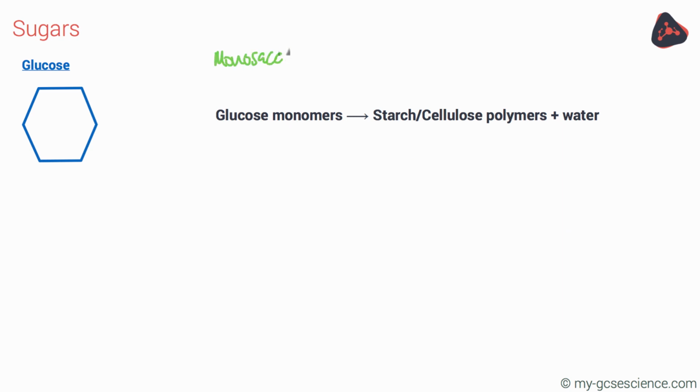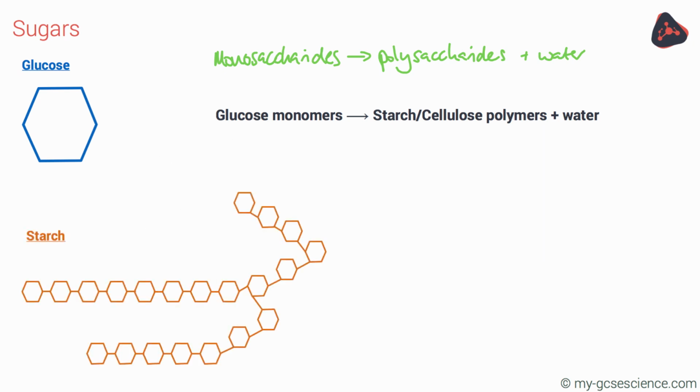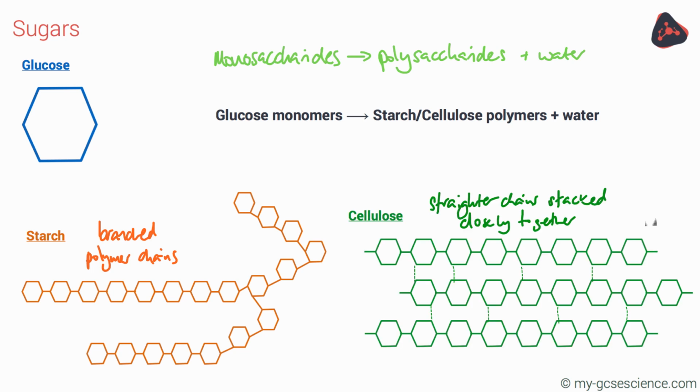But if you take lots and lots of these monosaccharides and join them together in a long chain, it creates a polymer called a polysaccharide. And examples of these are starch and cellulose. Plants use starch as energy sources, and it's made up of about 1,500 glucose monomers joined together in branched chains. Cellulose is made up of about 10,000 glucose monomers joined together in straighter chains that can be stacked up closely, creating very strong structures, and this is what plants use to give them their structure, in stems and branches and so on. So that's sugars.